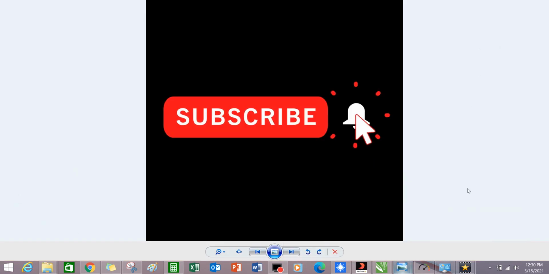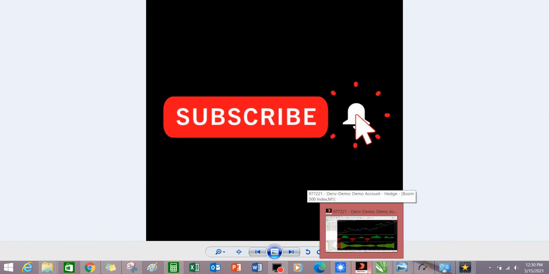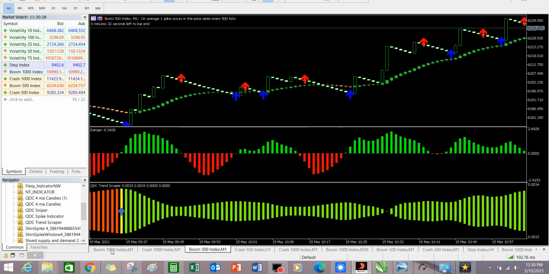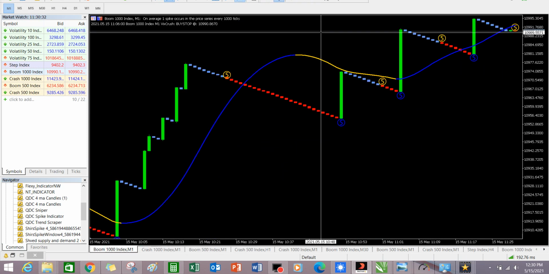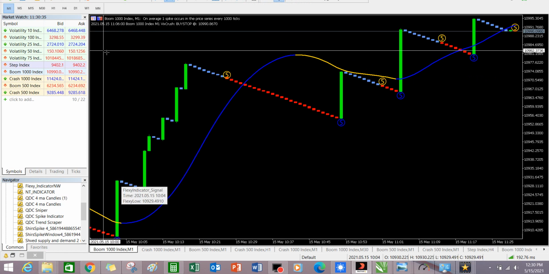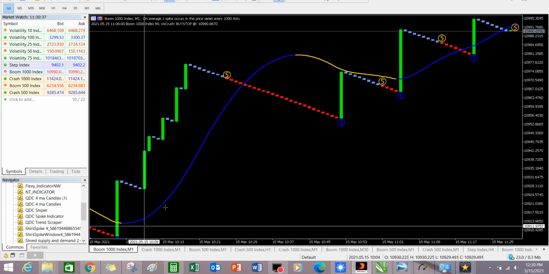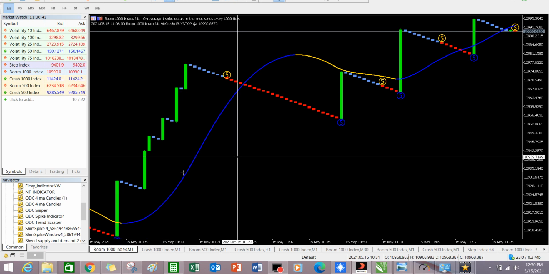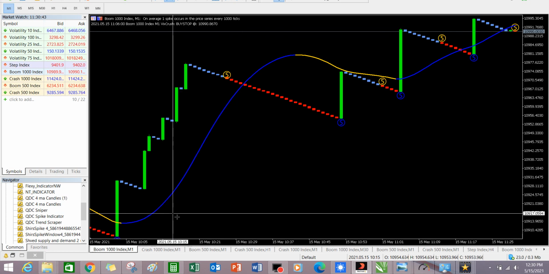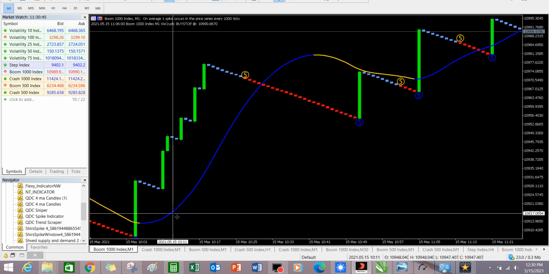Okay, quickly let's check out how to go about it. But before going fully into it, let's quickly check out what is happening in the market right now. I'm analyzing Boom 1000, and I'm on the 1 minute time frame. I'm using the signal indicator. As you can see, it's been on a very long uptrend.